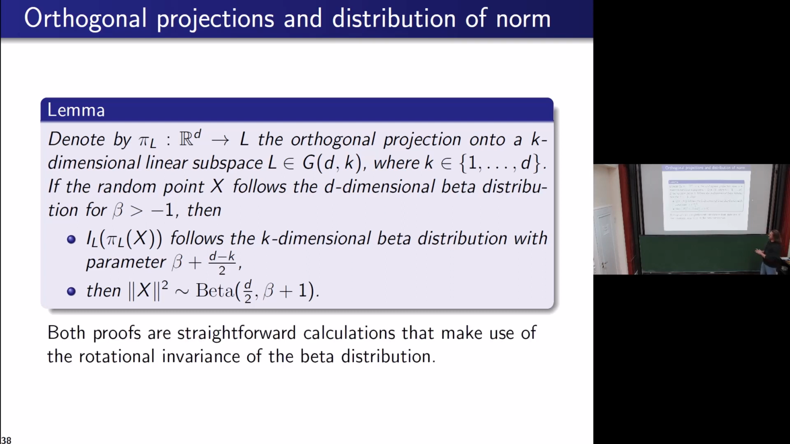And both of these proofs are straightforward calculations, and they actually make use of the rotational invariance of the beta distribution, meaning it only relies on distance and not the exact position.